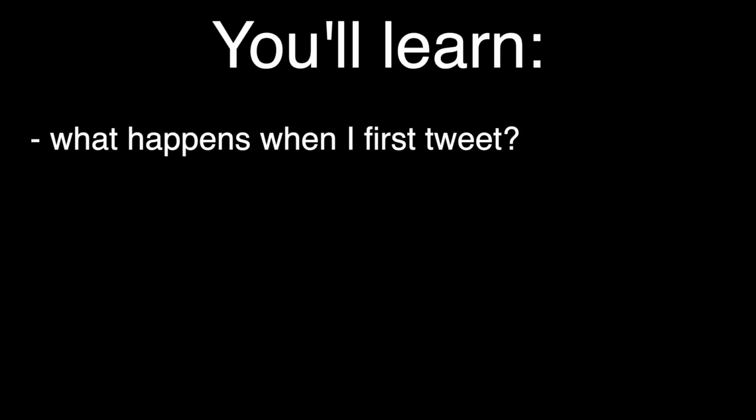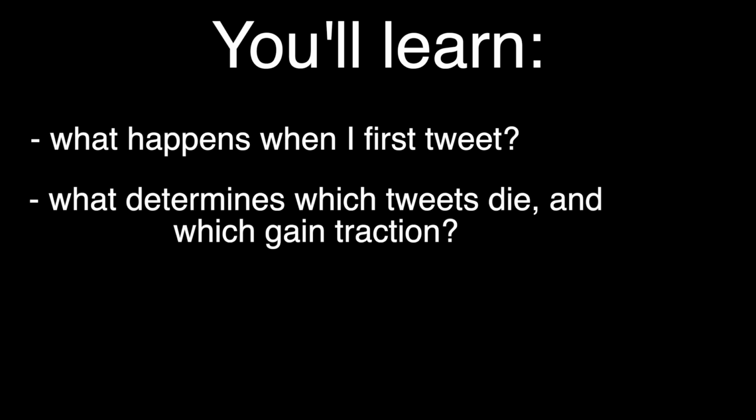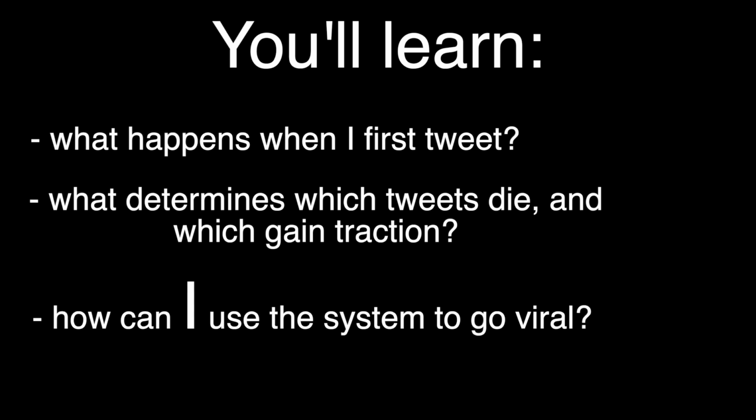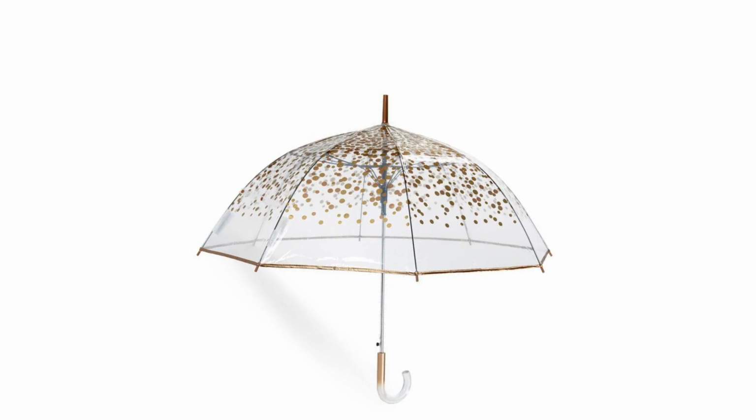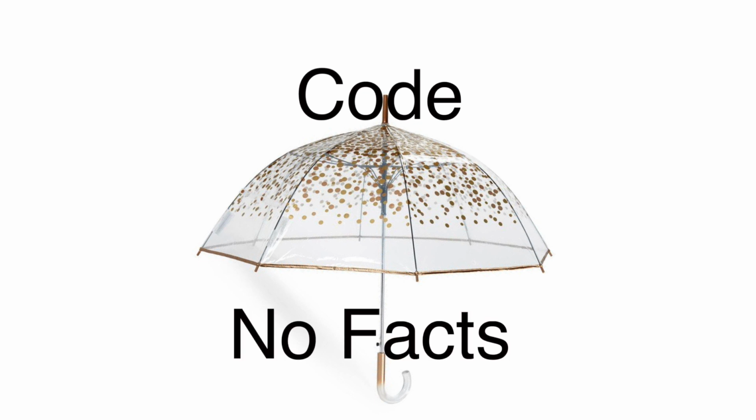So by the time you finish this video, you'll learn what happens to your tweet the second you click that tweet button, what factors determine which tweets die, and which ones gain traction, and how you can use the Twitter recommendation system to go viral. All under the umbrella of learning code, specifically Tobi the Great Code. So you know it's just my opinion and based off of no facts.